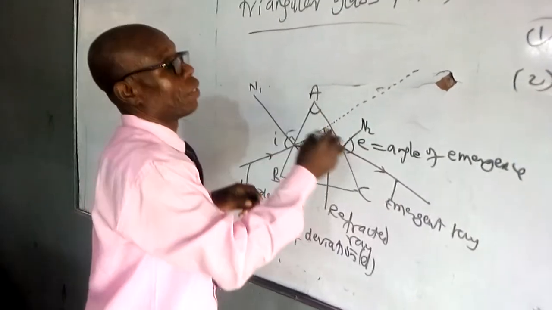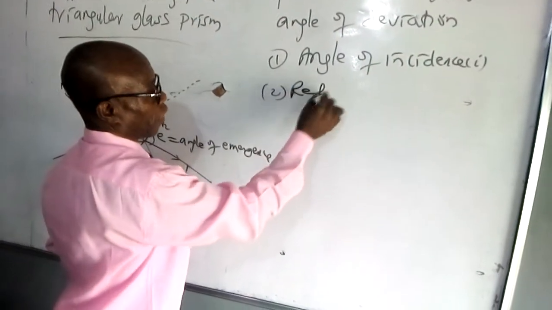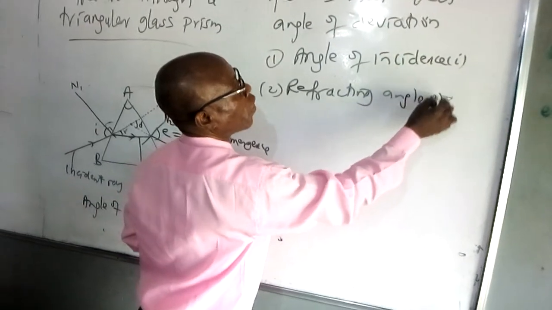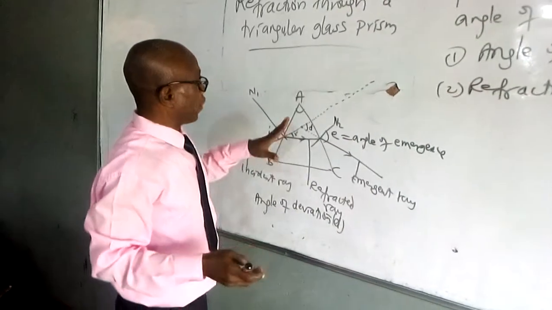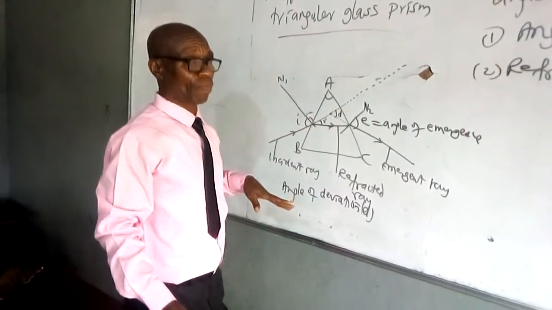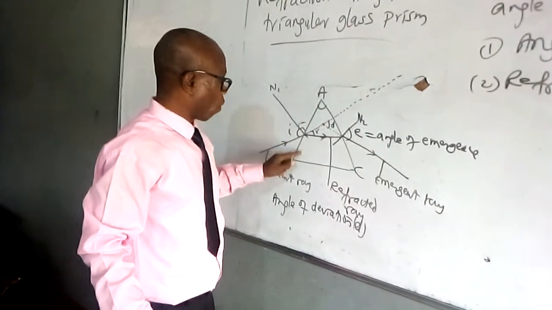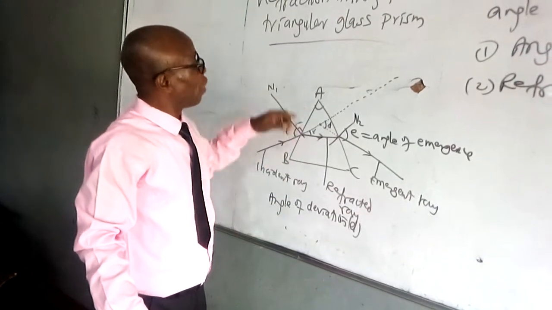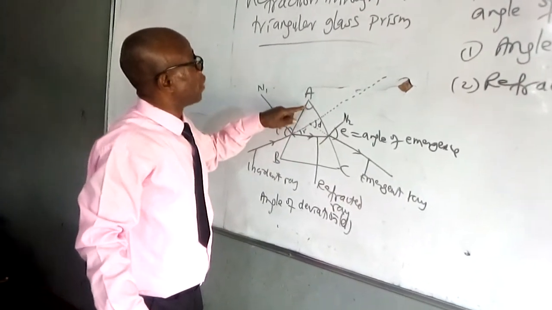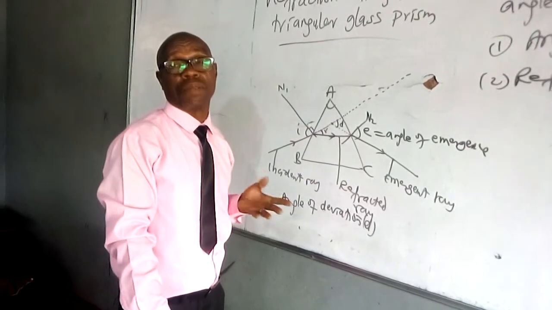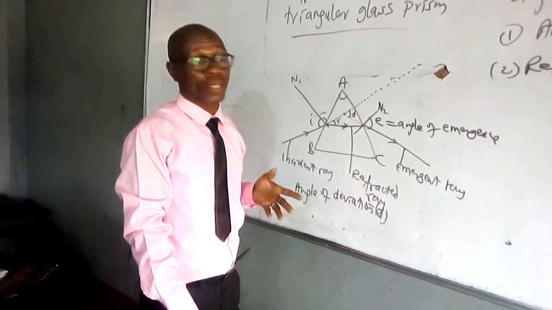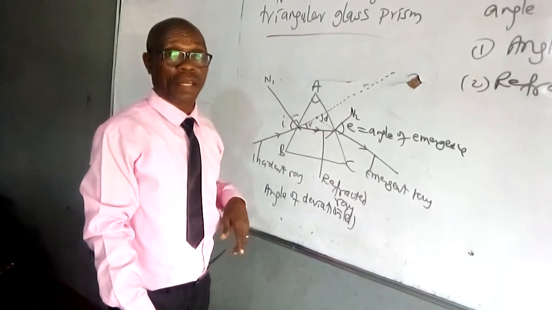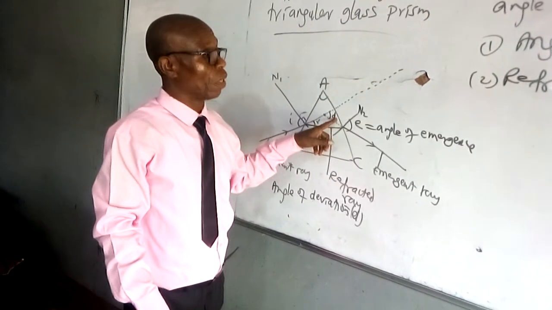Another factor that affects it is the refracting angle here, A. For this equilateral triangular glass prism, all the angles here are equal, 60 degrees here, 60, 60, 60. There are other prisms that are not equilateral. The angle here may not be exactly 60. Some can be more than that or less. So this refracting angle also affects the angle of deviation.